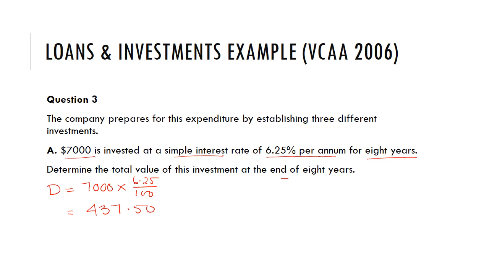Then to find the value at the end of 8 years, that means we're finding the value after 8 years, and using our general form, it's our initial amount, so 7,000 this time, plus D, 437.50, times n, and in this case that's 8, because we want after 8 years. And when we do that, we end up with a value of $10,500.